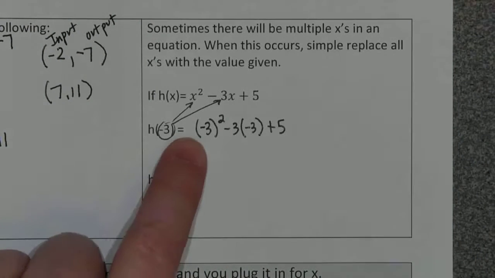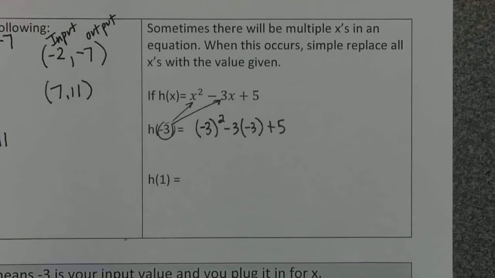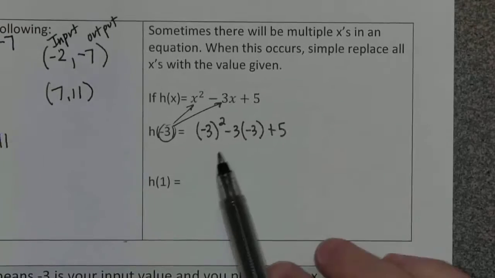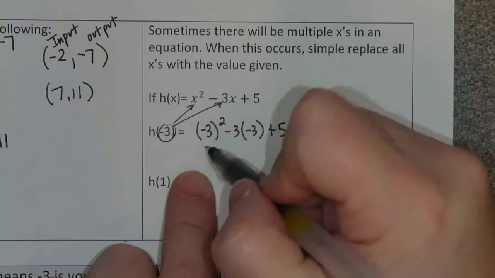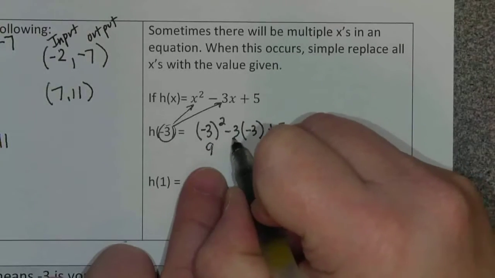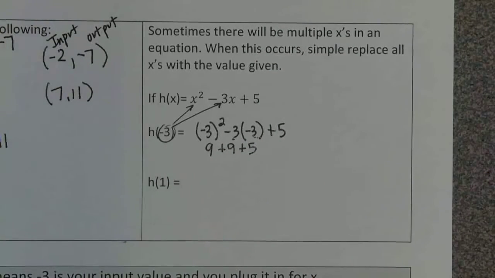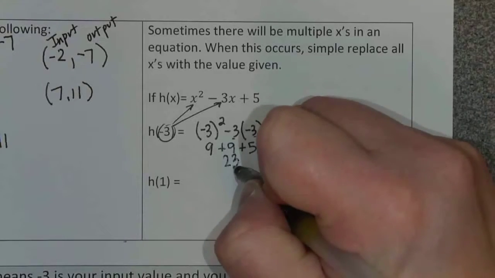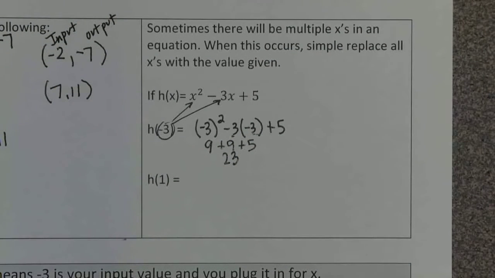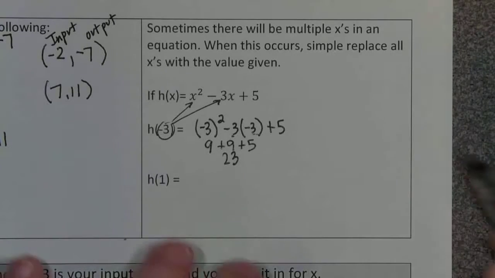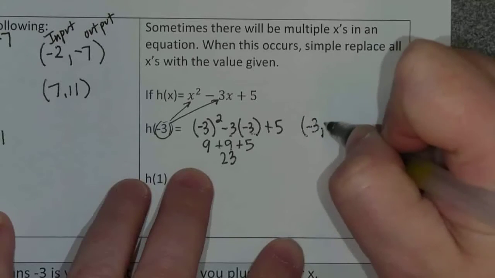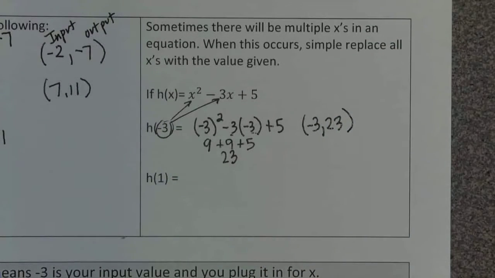Negative 3 squared, remember, if you don't put that in parentheses on your calculator, it will spit out the wrong sign. So negative 3 squared is negative 3 times negative 3, which is a positive 9. Negative 3 times negative 3 right here is a positive 9. So I have 9 plus 9 plus 5, which is the answer of 23. Does anybody have a question as to where I got 23? All right, so when I put negative 3 in, I got 23 out as my solution.